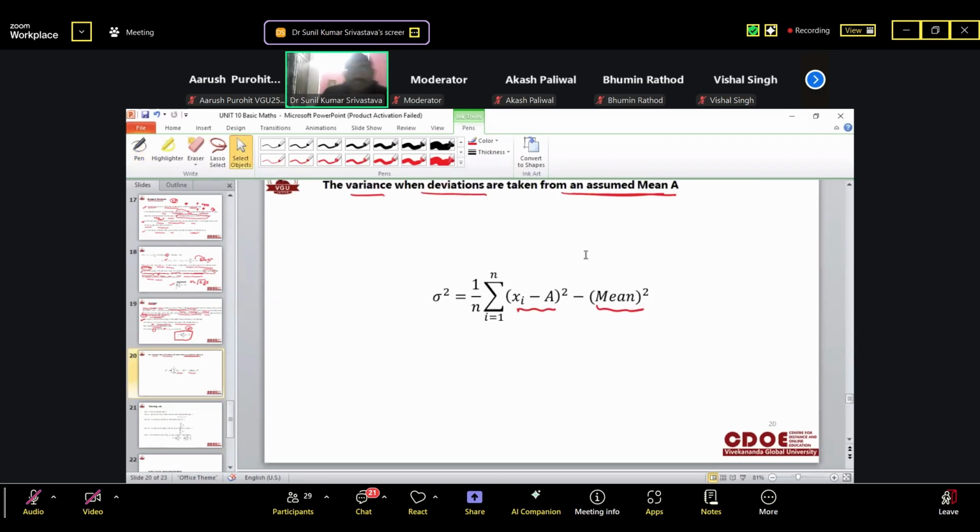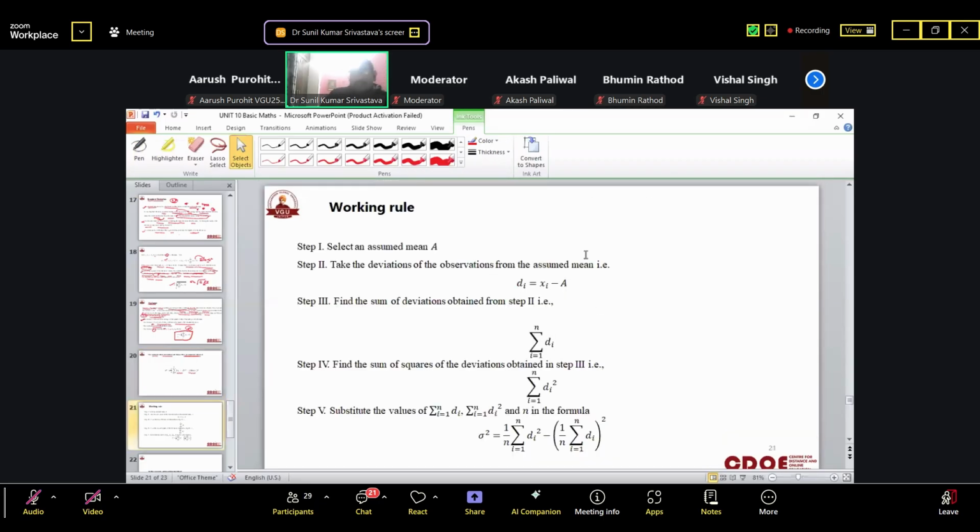What is the working procedure? What is the meaning of working rules? It is how to calculate when using the assumed mean method. First of all, we have to select an assumed mean from the given data set. Suppose the assumed mean is A. We can take any value from the given range as the assumed mean, without any calculations, and it is denoted by the capital letter A. Then step number 2, take the deviations of the observations from the assumed mean.